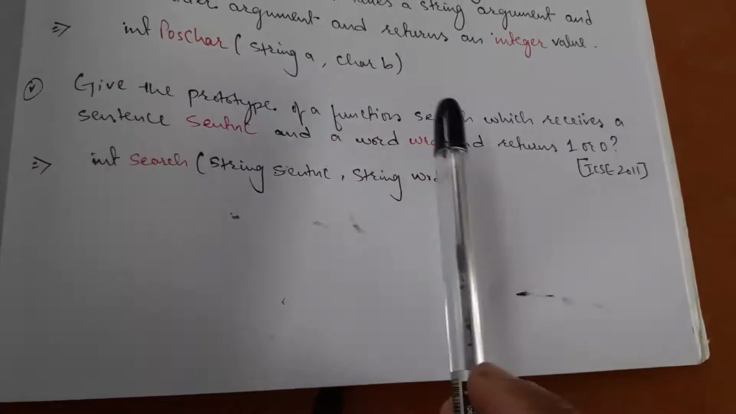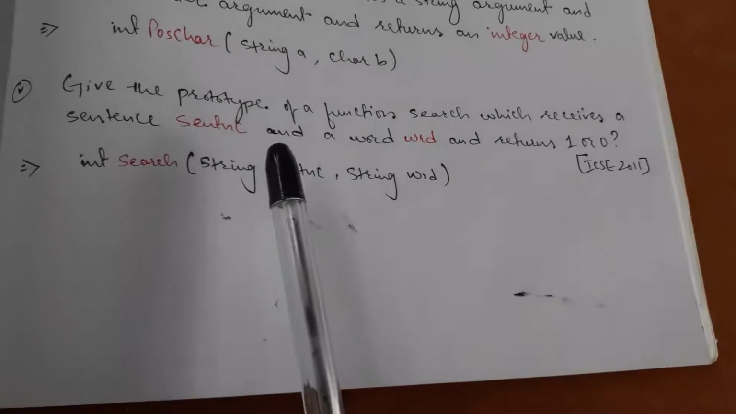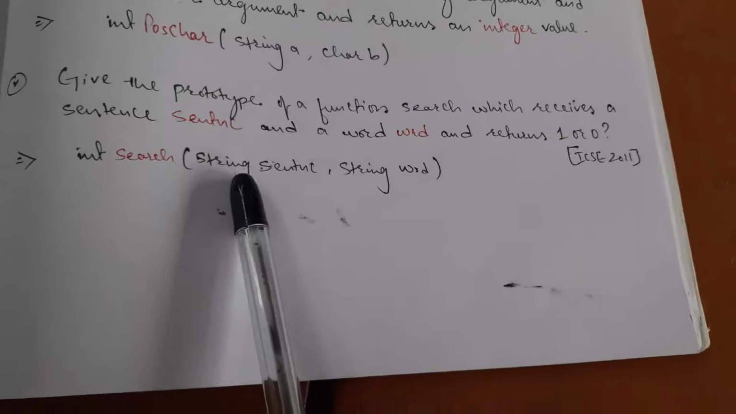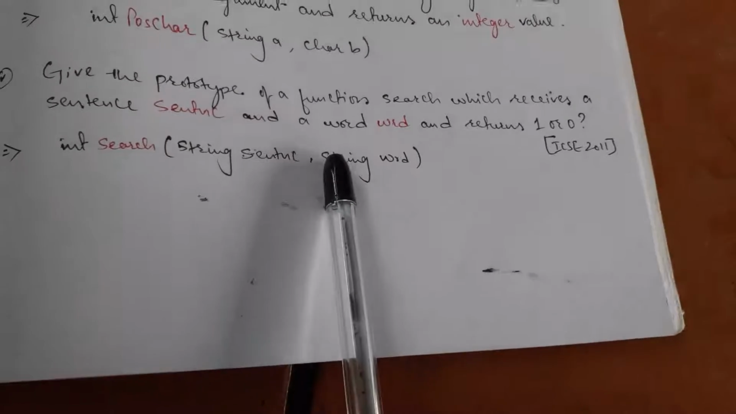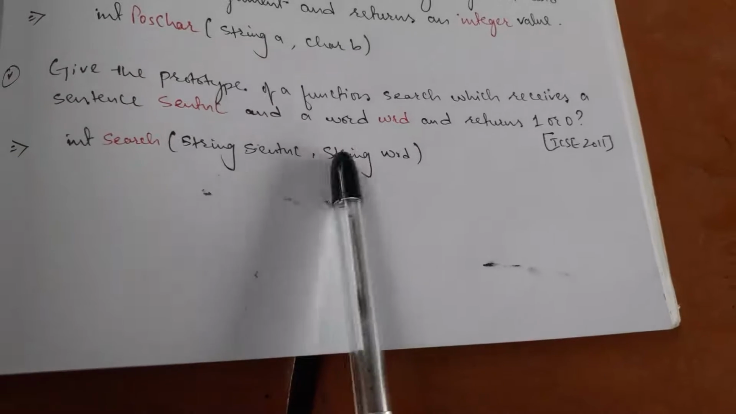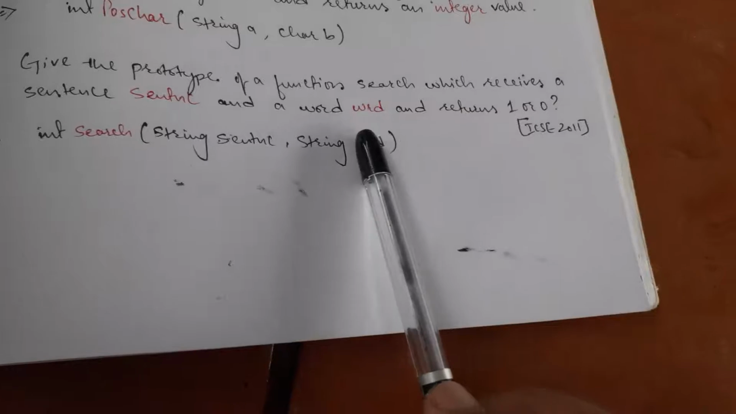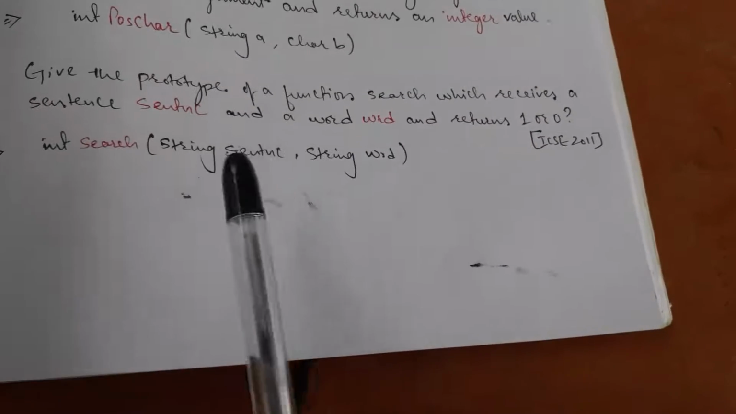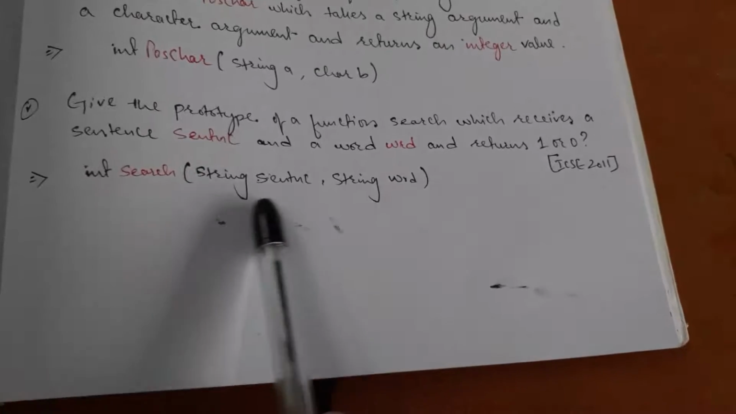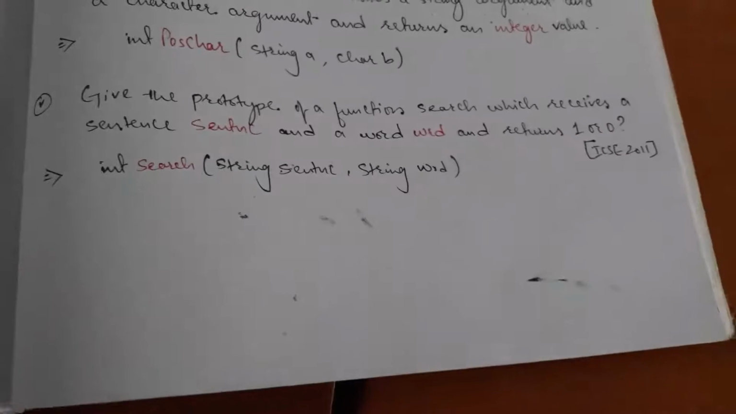The name of the function is search according to the question, and it receives two arguments. One is sentence, which will be string, and another one is word, which will be string. So SENTNC is one variable and WRD is another parameter along with the data type. So this is how you have to write the method prototype for the fifth question.